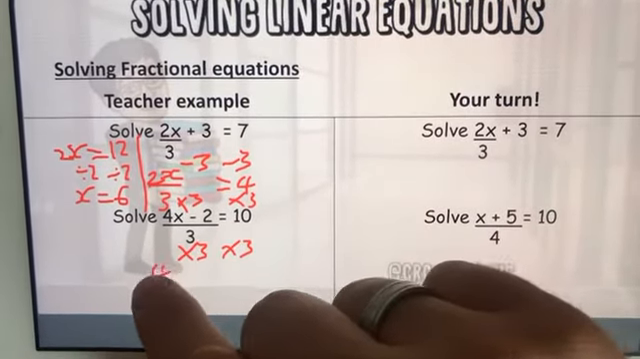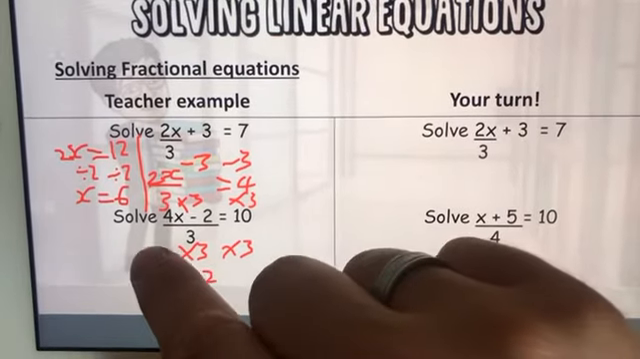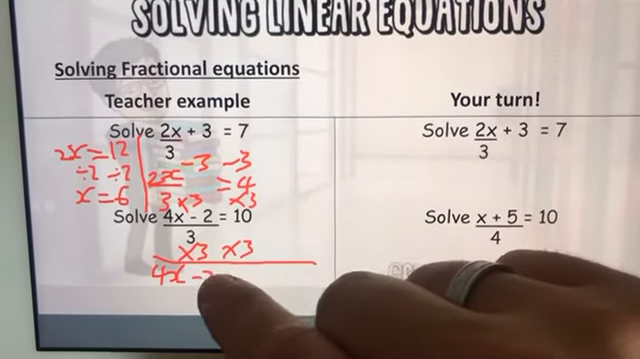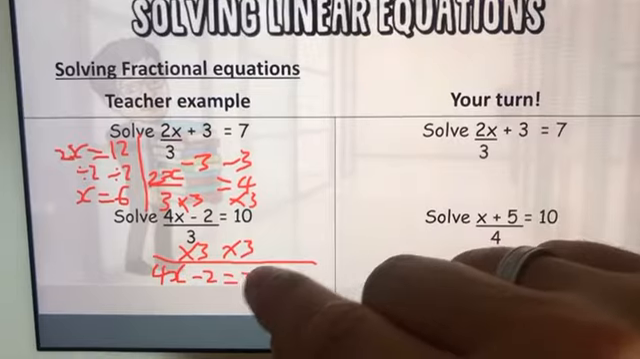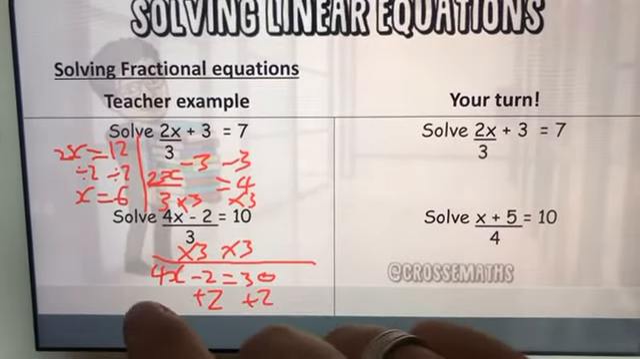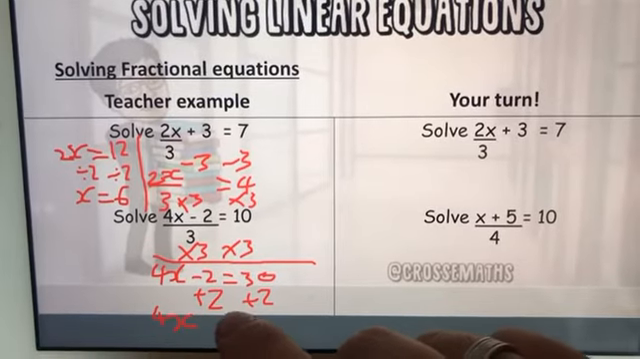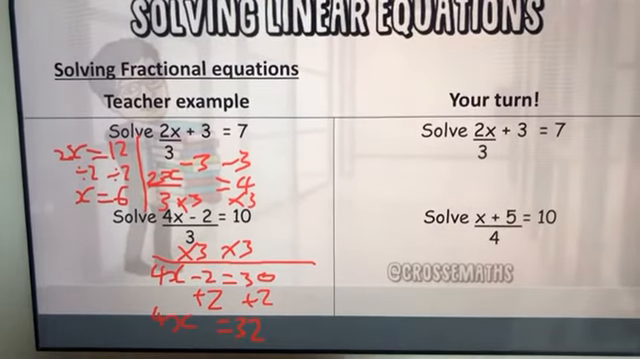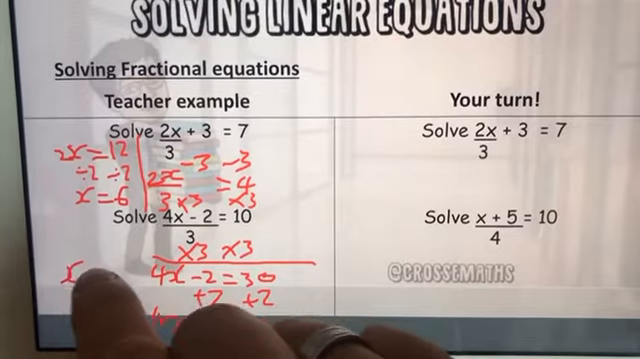I end up with 4x, take away 2, all equal to 10 times 3 is 30. We've got take away 2 by here, so I'm going to add 2 to both sides. 4x equals 32. If 4x is 32 and I divide by 4, I end up with x equals 8 as an answer.